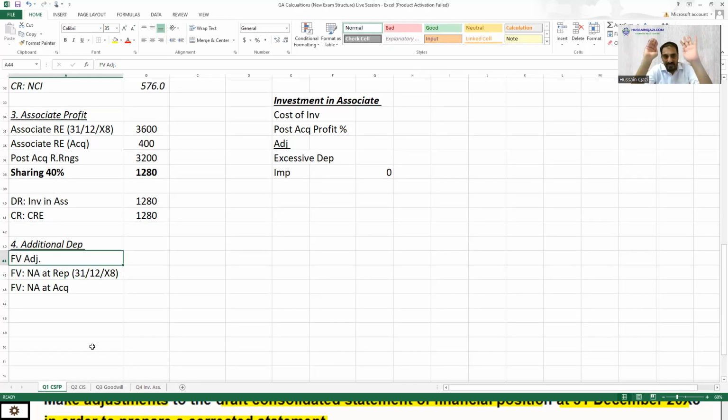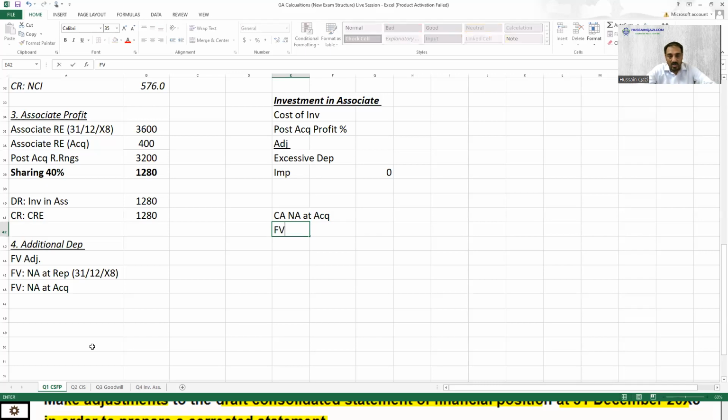Now listen very carefully to what I'm saying here. Very important. Number one, normally what you do with the F7 is take the carrying amount of net asset at acquisition, then incorporate fair value adjustments. For example, other than this question, carrying amount of net asset is 100 and fair value adjustment is 20. So this 120 is called the fair value net asset at acquisition.